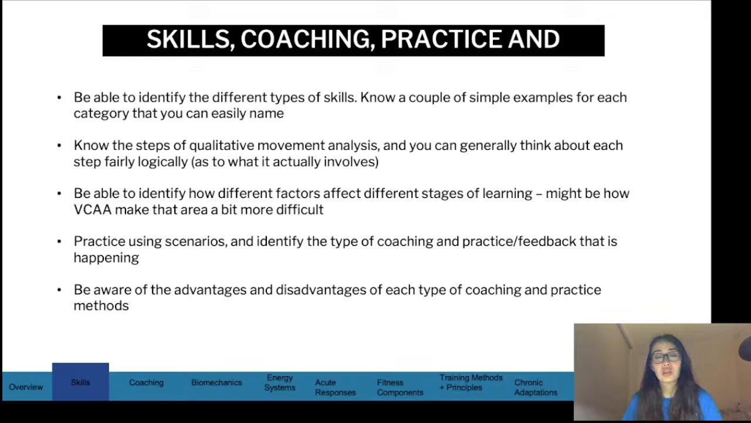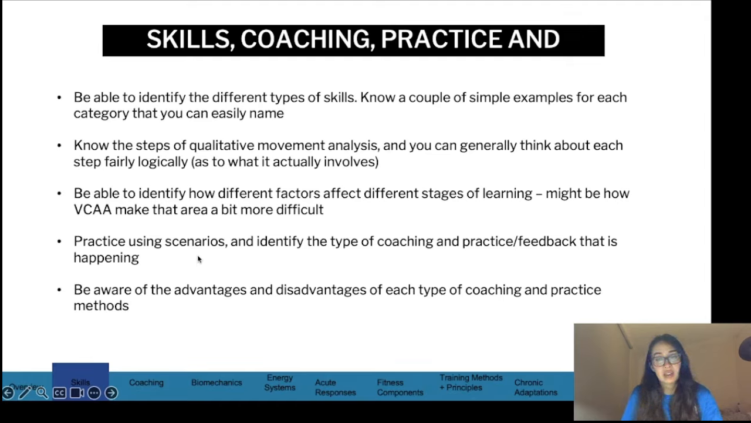But try and go through all those dot points I had, like family dynamics, time, values, resources, and see how they can influence each level of learning. Maybe write it out in a table, because I think it'd be really good practice for the exam. Know the steps of qualitative movement analysis. I just think of POE, P-O-E-E, and you can generally think about each step fairly logically.